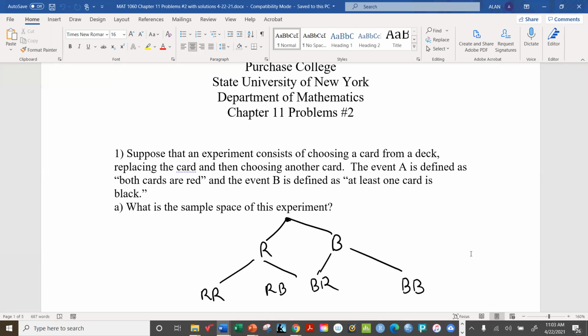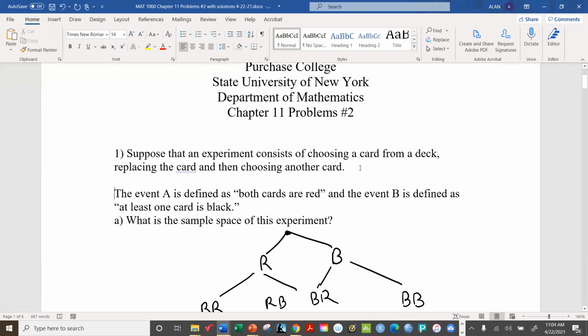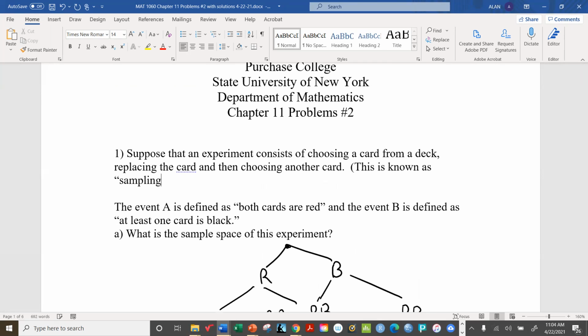You might recall we called this sampling. In fact, I think I can sneak this in here. This is known as sampling with replacement. We're taking a sample, which is the card, we're looking at it, we're putting it back, and then we're picking another one.